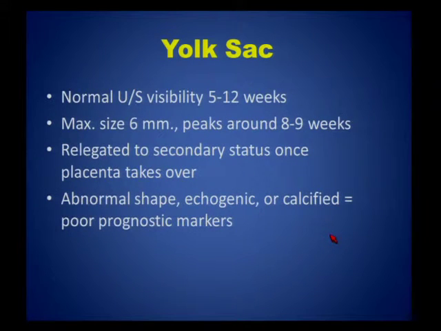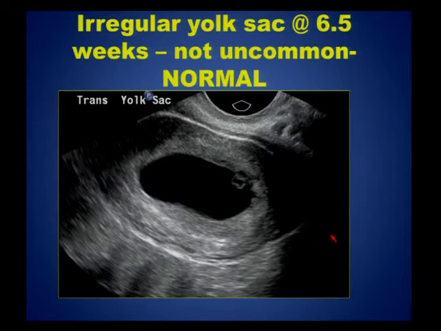Just a little bit about the yolk sac here. Normal ultrasound visibility is between 5 and 12 weeks. The maximum size is around 6 weeks, 6 to 7 millimeters, and it peaks around 8 to 9 weeks, usually regressing by 10 to 12 weeks. It's really relegated to secondary status once the placenta takes over, but it's very important in supporting the early embryo. And any kind of abnormal shape or echogenicity or calcification is usually a poor prognostic sign.